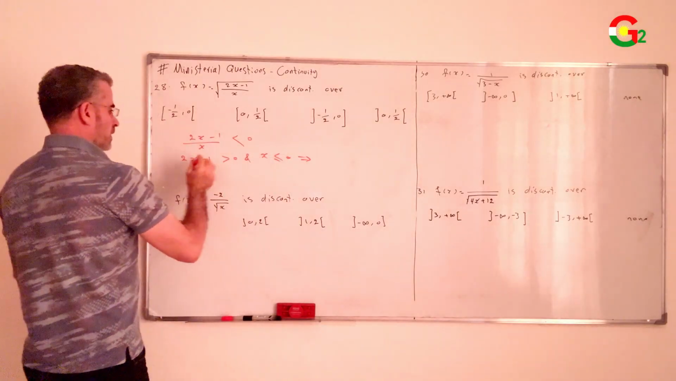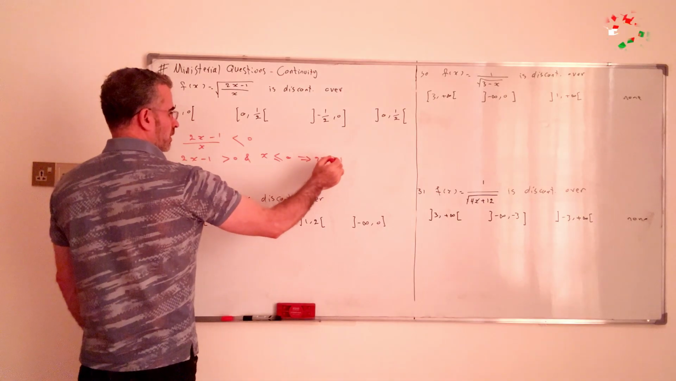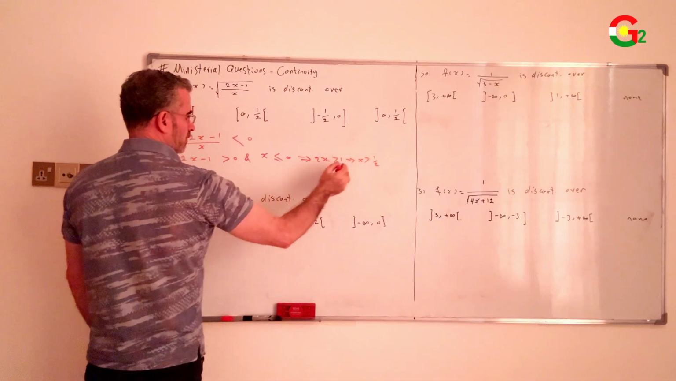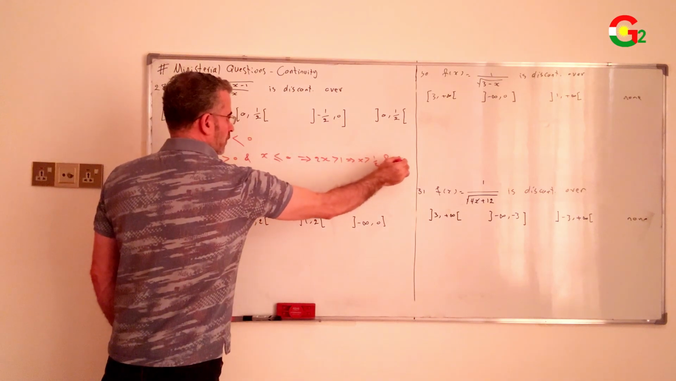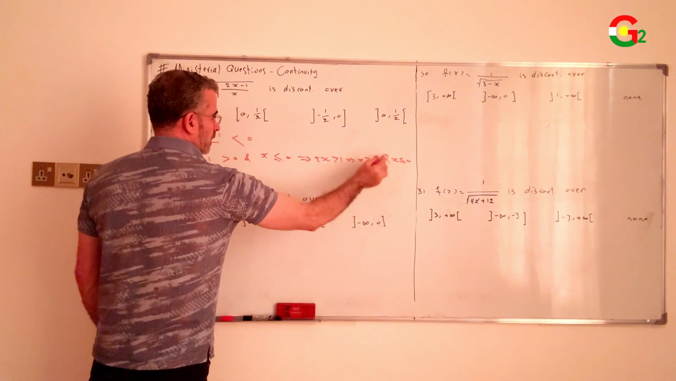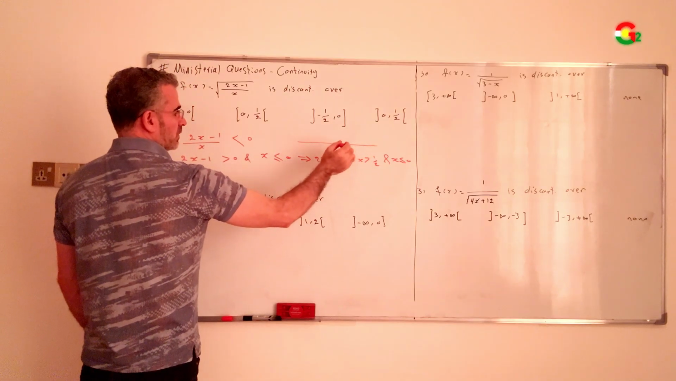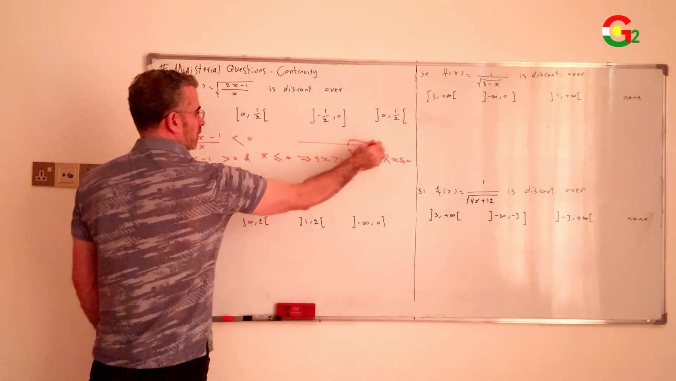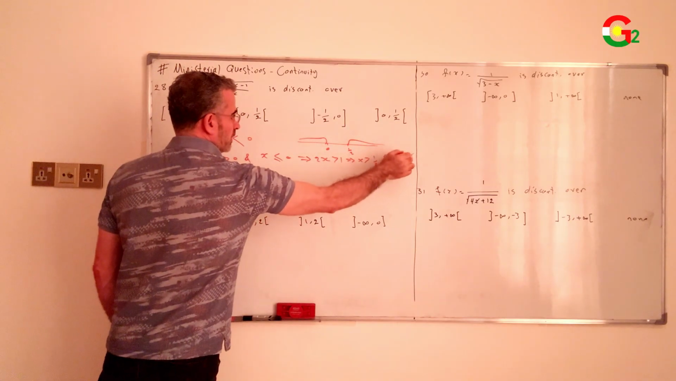This case gives me 2x greater than 1, so x greater than 1/2, and x less than or equal to 0. The intersection of these two intervals, x greater than 1/2 and x less than 0, is empty.